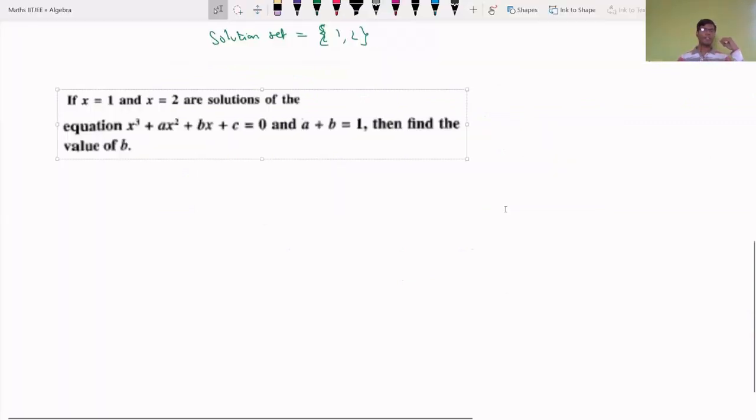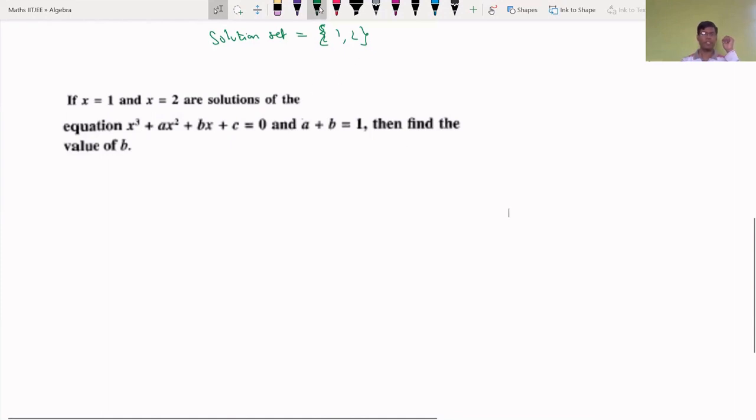So what it says, if x is equal to 1 and x is equal to 2 are solutions of the equation x cube plus ax square plus bx plus c is equal to 0. So he has given us an equation and he's saying that x is equal to 1 and x is equal to 2 are the solutions of this equation, and a plus b is equal to 1. Then find the value of b.